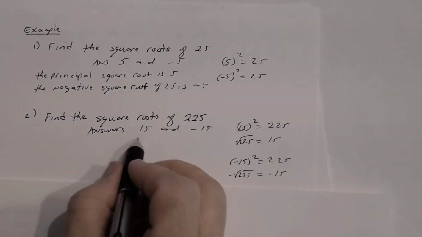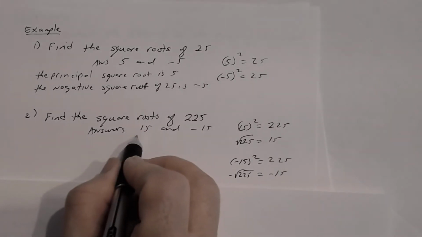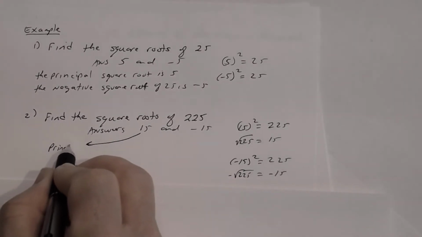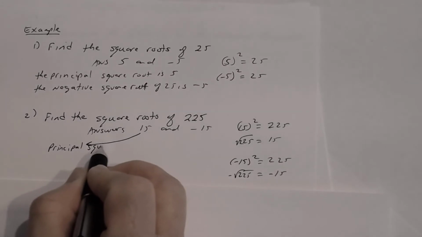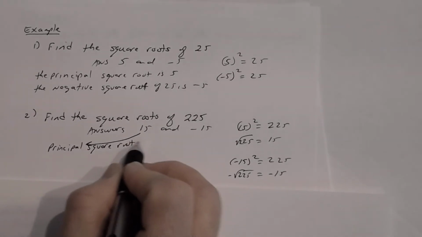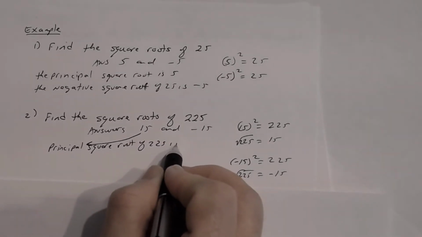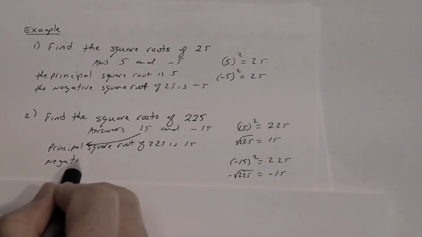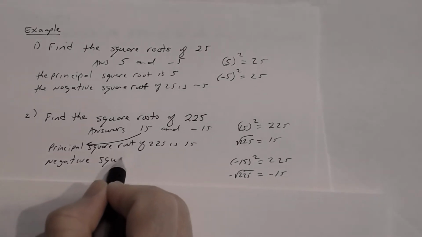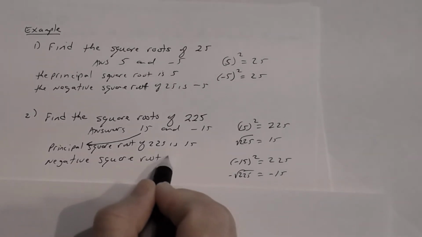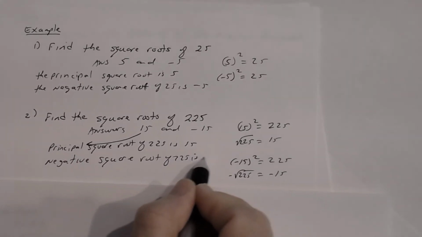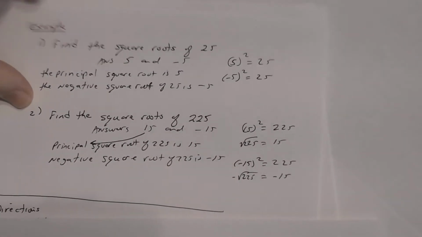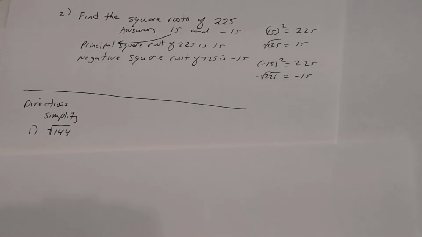All right, so now what I want you to remember, though, is that the positive 15 is your principal square root. So the principal square root of 225 is 15, and the negative square root of 225 is negative 15. Okay? All right, now let's look at these examples here.